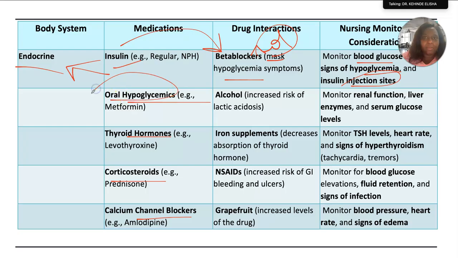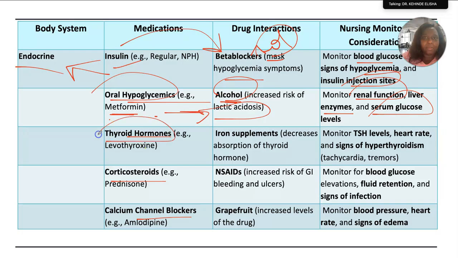And of course, what about oral hypoglycemics combined with alcohol? It is going to increase the risk of what? Lactic acidosis. Really, metformin by itself will increase the risk of lactic acidosis, but when we combine it with alcohol, it's going to make it even faster, right? Now, you've got to monitor renal function and liver enzymes. You want to monitor serum glucose levels.